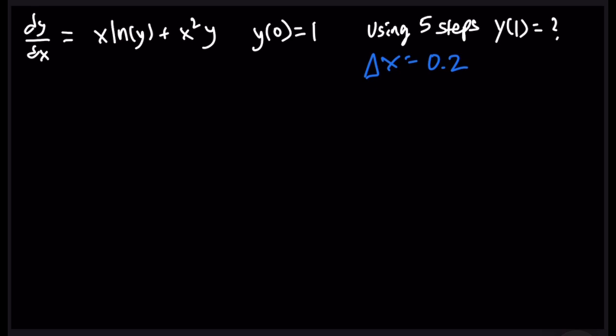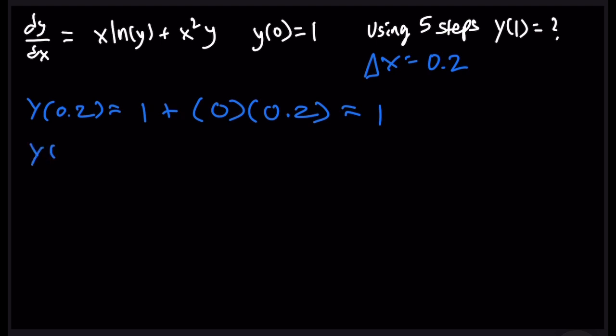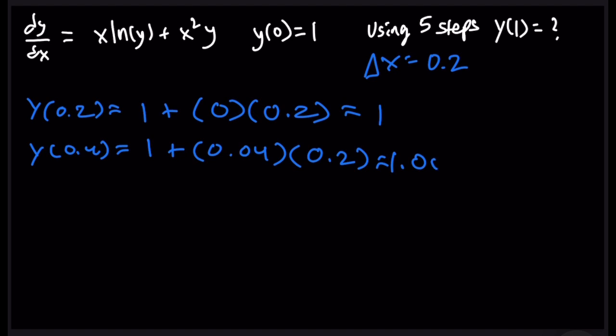And so from there, we can solve y of 0.2 equals 1 plus, we can plug this stuff in, and we get 0 times 0.2. So this is just 1. Y of 0.4 is going to be 1 plus, this is exactly 0.04 if you plug in your 0.2 as x, and then 1 as y. Multiply that by 0.2, and this will be 1.008.